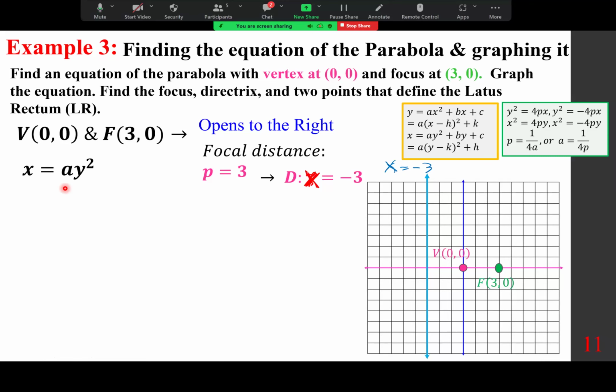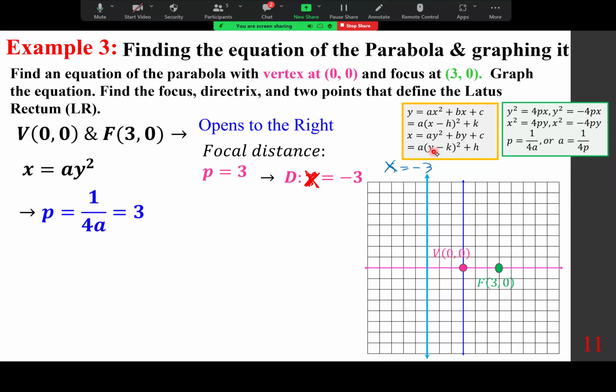We go with the algebra. x equals a y squared because it's centered at the vertex, which is at 0, 0. In essence, we are looking at one of these two, and this is the one we are looking at. So it's a y squared.